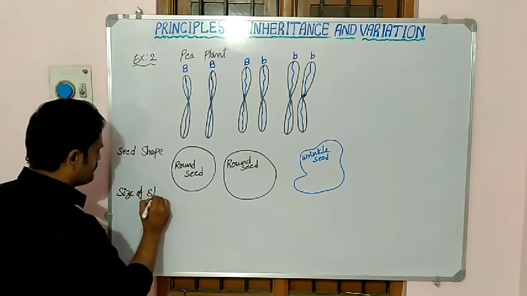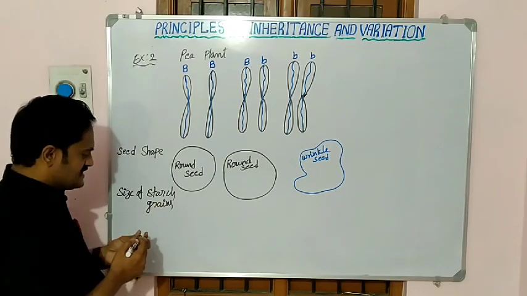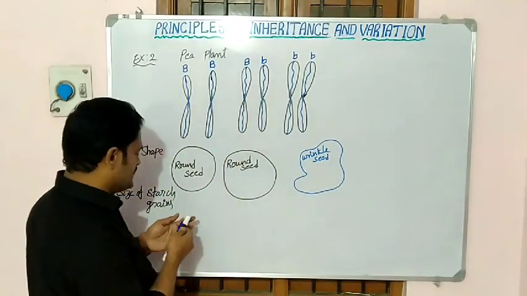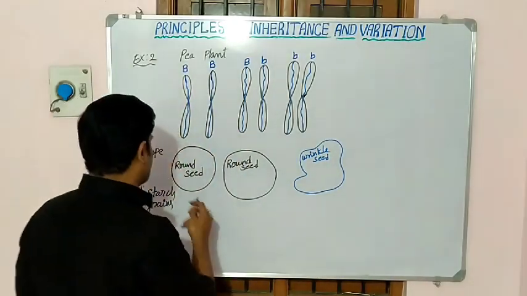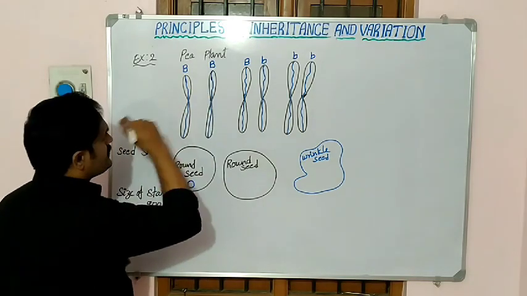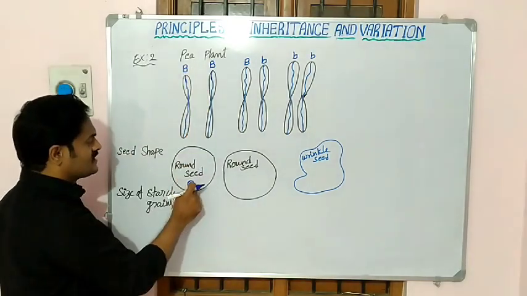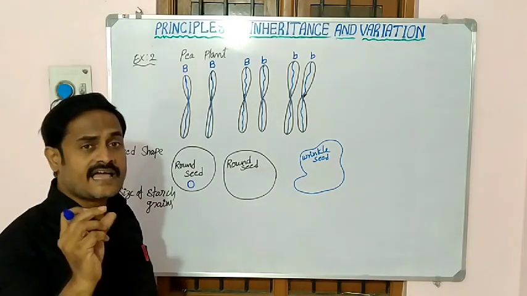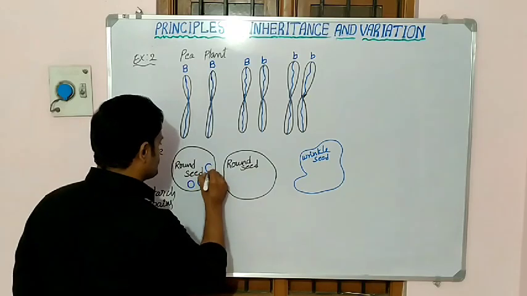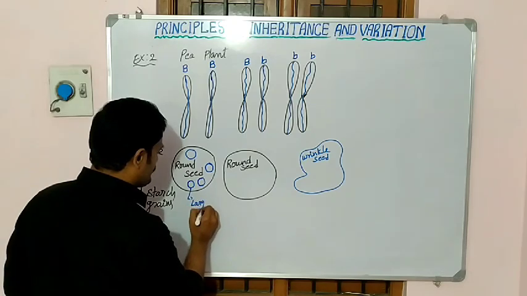Size of starch grains. Inside of the seed consists of a granule-like arrangement. Those granule-like arrangements are called grains, like this. In the first seed, both are capitals, which means large size starch granules are present. So which type of starch granules does it produce? Large size starch granules.